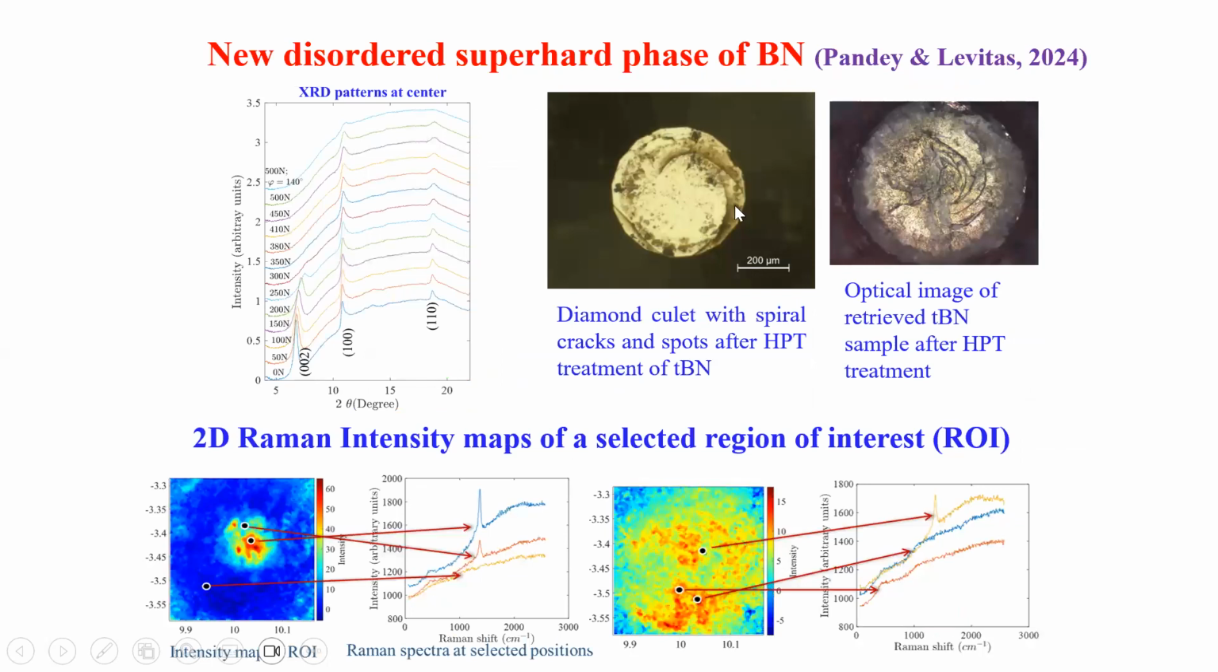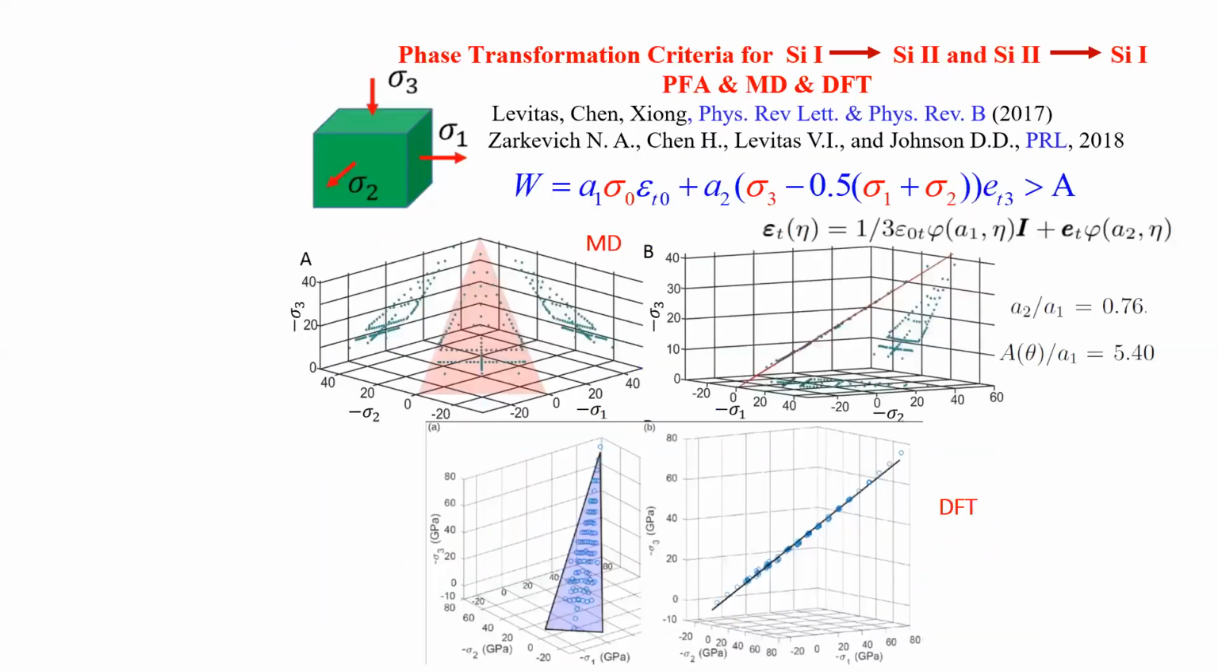Also, we recently revealed a new superhard disordered phase of boron nitride. You see it scratches diamond, and even cubic boron nitride cannot scratch diamond. And the problem is that classical thermodynamics, even if you substitute pressure and volumetric strain with the 6 components of stress and strain tensor, cannot describe the order of magnitude of this phenomenon.